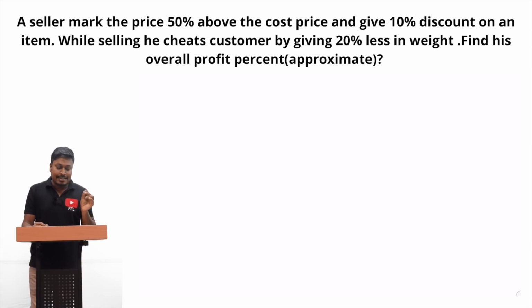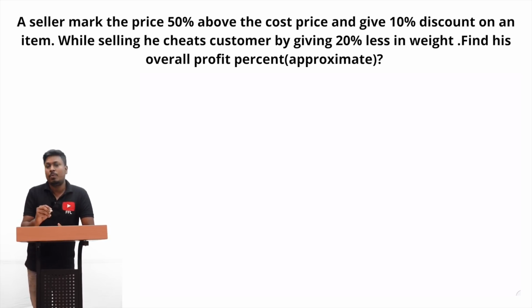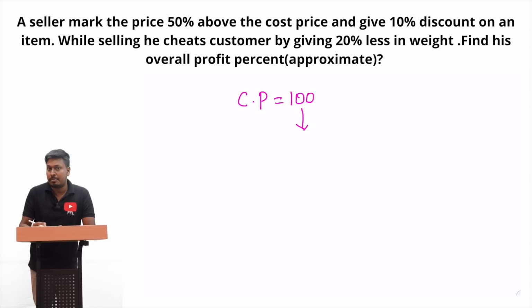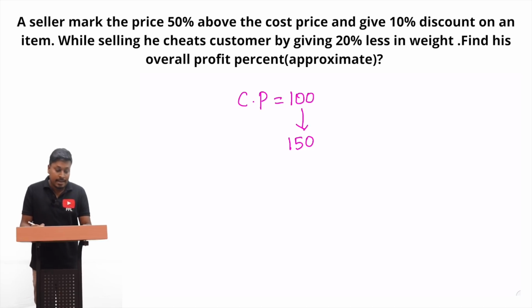A seller marked the price 50% above the cost price. We don't know what the cost price is, so what I can do here is fix the cost price as 100 rupees. Let me take any material, a book costing 100 rupees. From this 100 rupees, the seller marked the price 50% above, so 50% above will be 150 rupees. He thought of selling the book for 150 rupees. Got it?